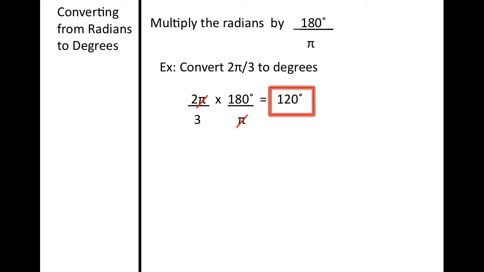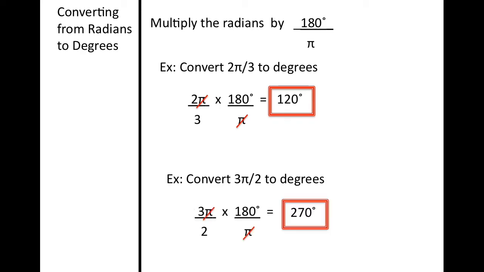Go ahead and try this next one. Convert 3 pi divided by 2 into degrees. You should get an answer of 270 degrees.